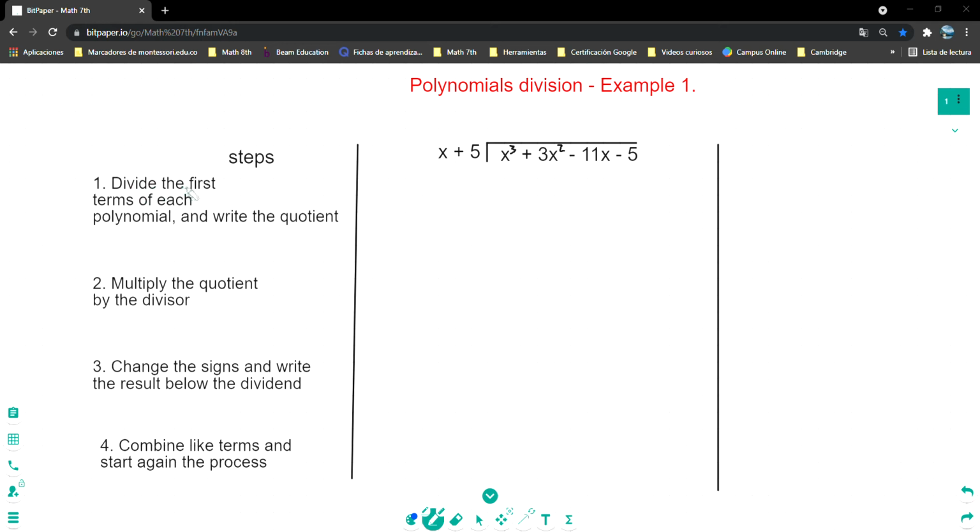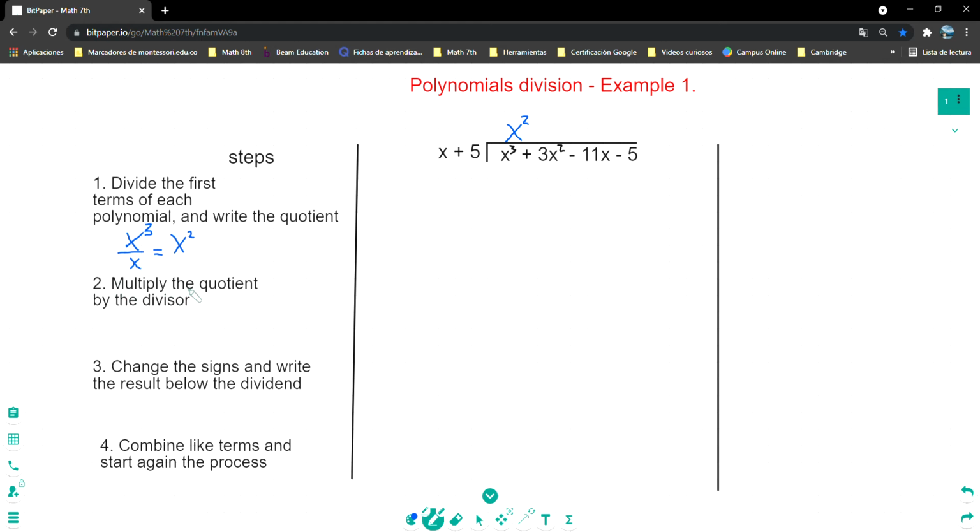We need to divide the first terms of each polynomial and write the quotient. Which are the first terms? Here we have x to the power of 3, the first term, over x. Remember that when dividing these monomials, x cubed over x, we subtract the exponents, 3 minus 1, which will be x squared. So here we have the first quotient, x to the power of 2. We're going to write it right here in the quotient. Then let's go to the second step.